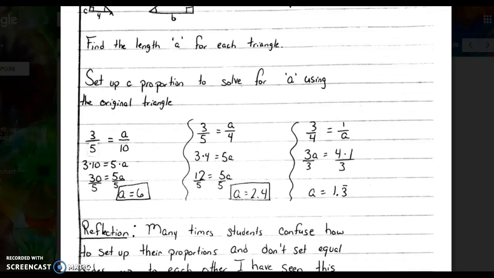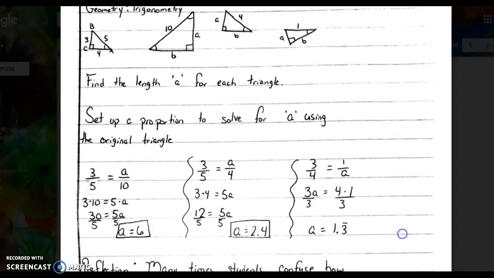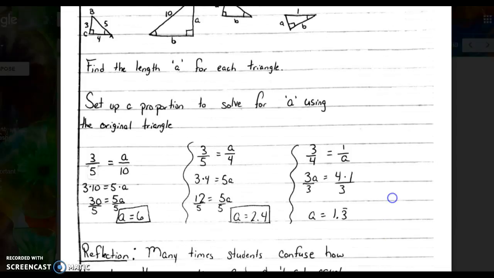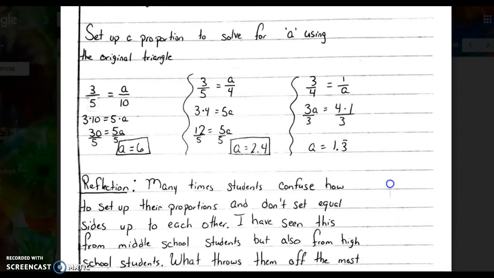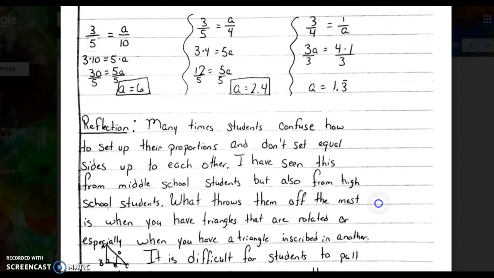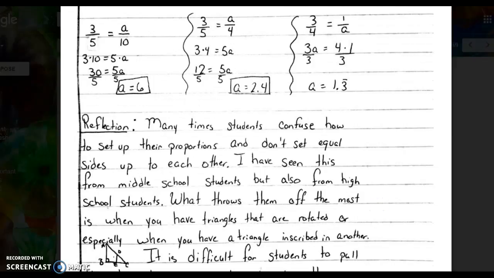So basically what they're teaching us, or what we're supposed to do, is set up a proportion to solve for A using the original triangle. So I set up my proportions depending on the side length and the corresponding side to the similar figure. I solved and I got my answers.